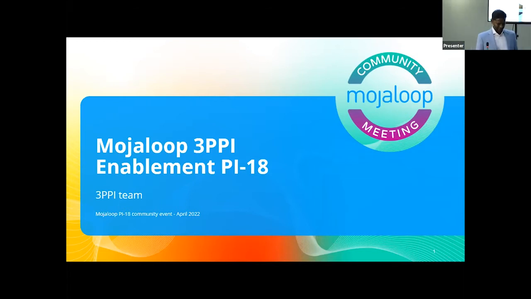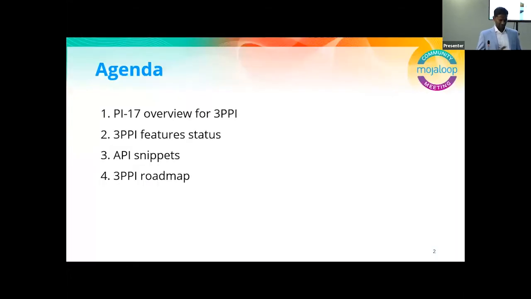All right. So Mojaloop 3 PPI. Today we'll look at the overview of the third-party feature, a brief look at the history and background, where we are with the functionality now, and then we'll cover a technical aspect, one of the best practices standards that came out of the 3 PPI team, the API snippets, and then we'll look at the future roadmap.